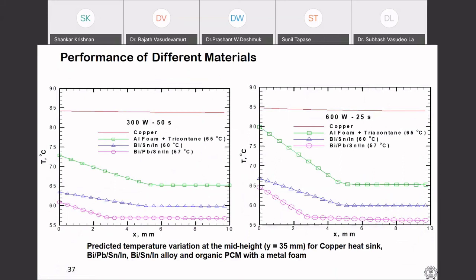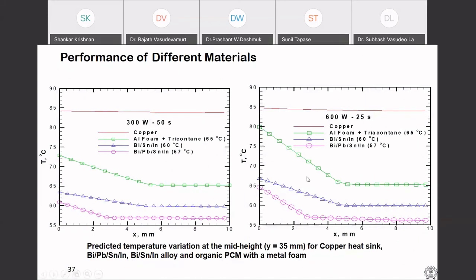And also your junction temperature goes down. That is the advantage of these. As long as you can re-solidify the melted material before the next pulse occurs, phase change materials offer a very distinct advantage over other options that are there.